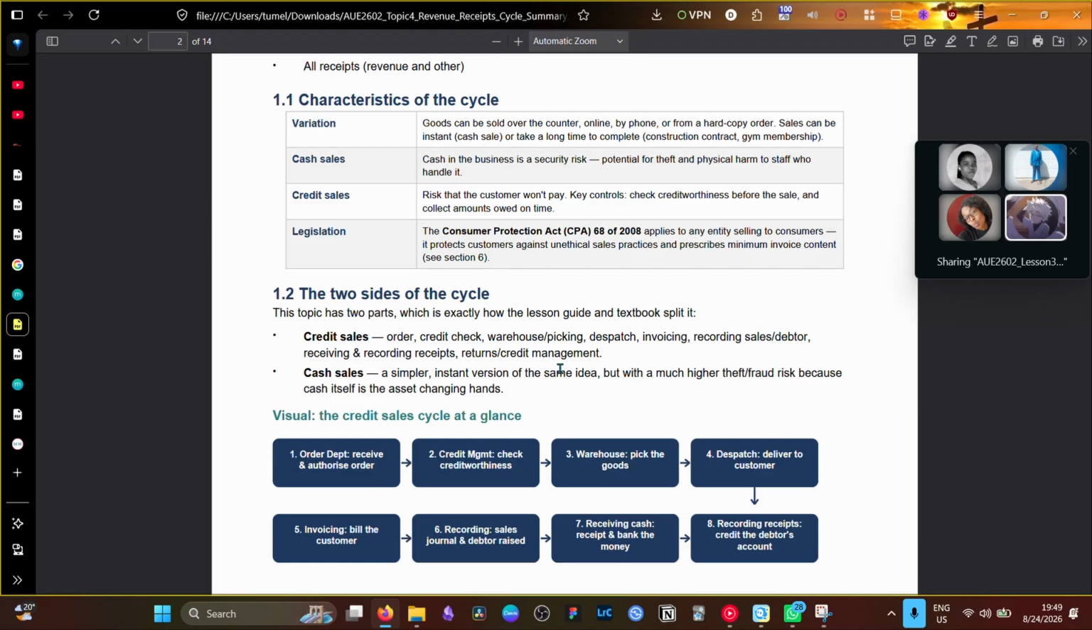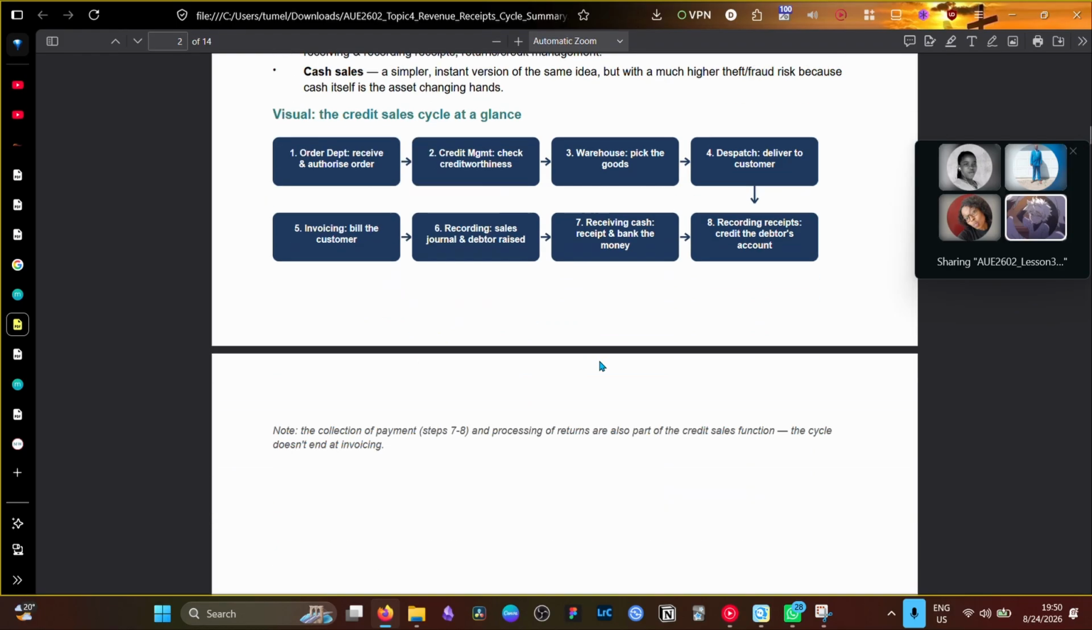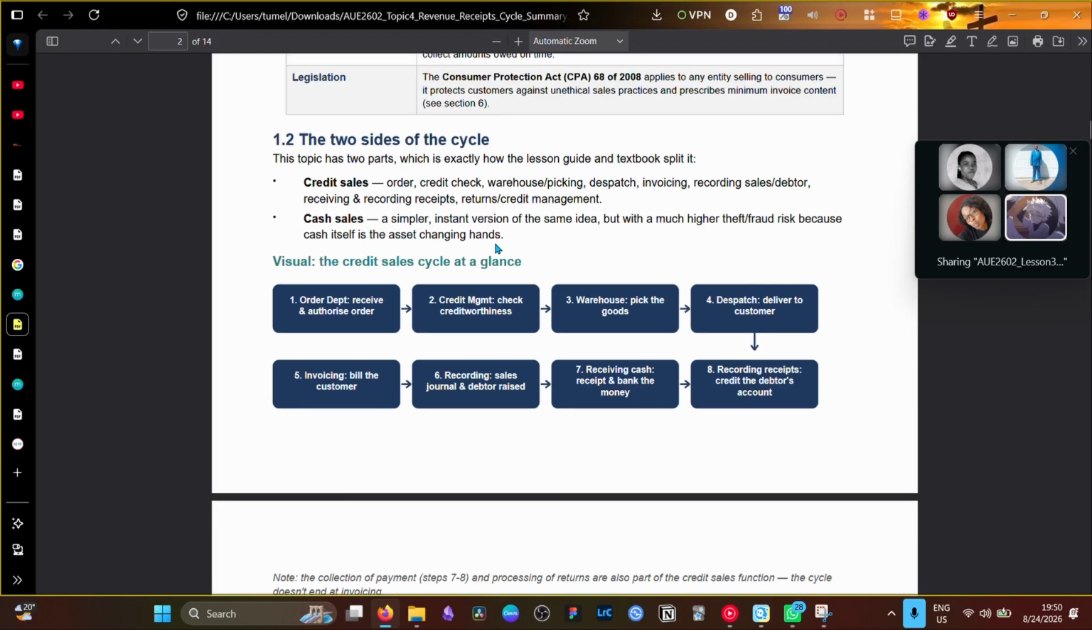It doesn't make sense for them to take stuff from there because they sell different stuff. Maybe if what you're ordering at Pick n Pay is Jungle Oats, Jungle Oats can be in a warehouse, but when it comes to cabbage, tomato, it's better that it's at Pick n Pay or at least at the farm than in a warehouse, because if it's at the warehouse, it usually doesn't stay for too long. Then if you look at cash, it is a simpler, instant version of the same idea, but with much higher theft and fraud risk because cash itself is the asset changing hands.